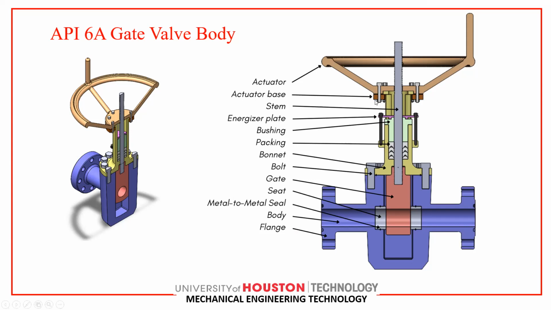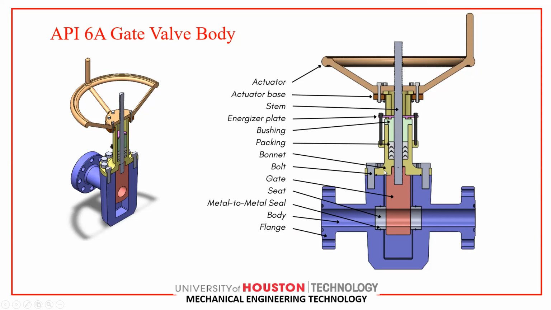Also, this part is an actuator base, which is connected with the actuator with bolts. This is the bolt, and for designing the bolt, we use specific equations and formulas. And this is the energizer plate. The energizer plate has a nut, this part, and the purple part. And the bonnet.